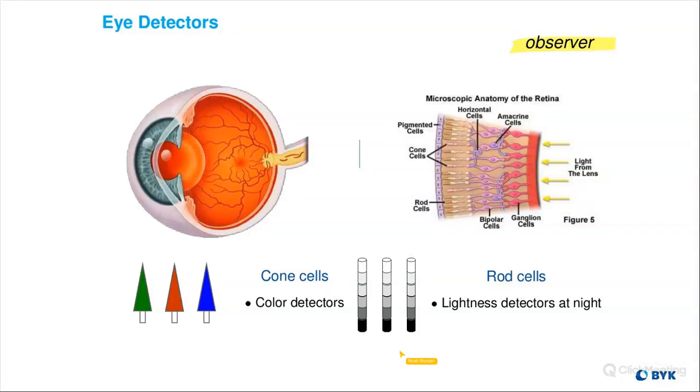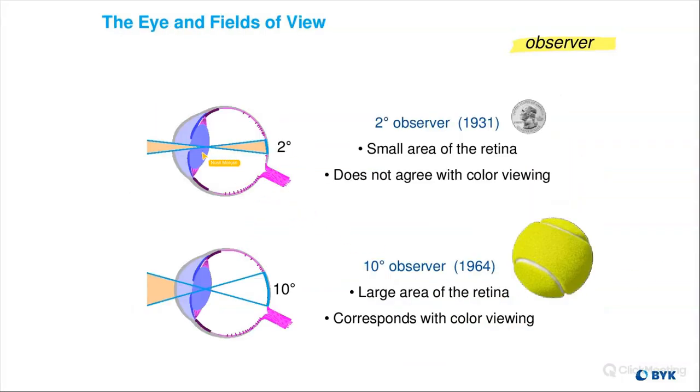Because it's a very small thing that you're looking at, our eyes, when we look at that, are only going to use a very small section. It's not going to use the whole section. Like the example, if you're looking at a quarter, it's only using the 2 degree section of your eye. If you're looking at something the size of a tennis ball, it's only using the 10 degree observer.